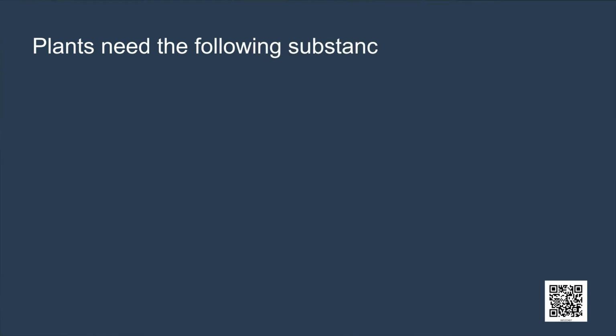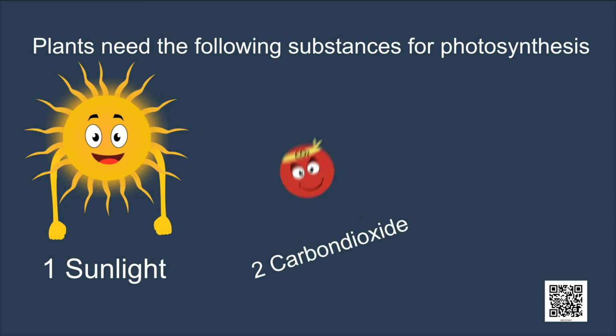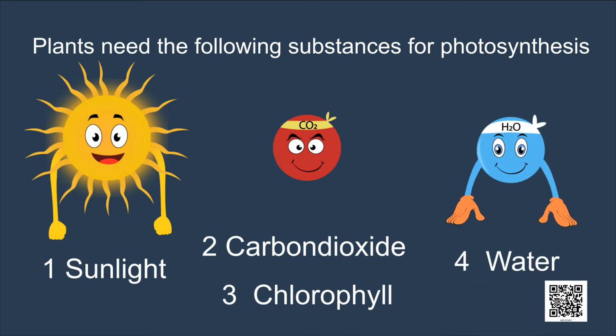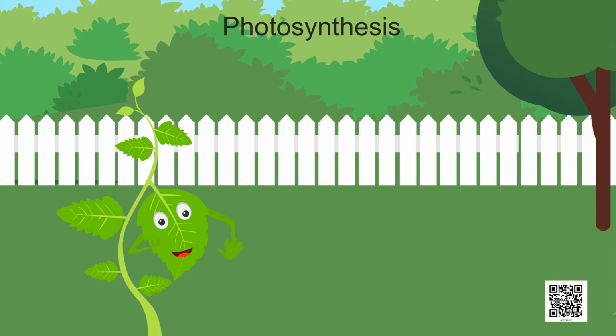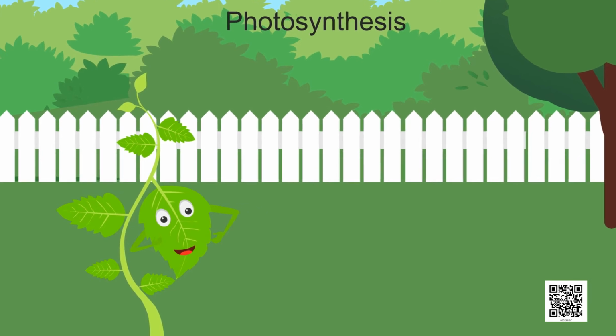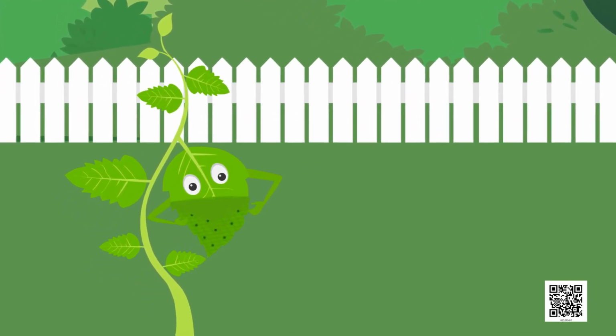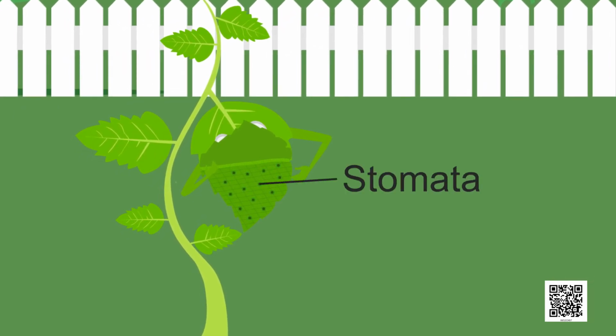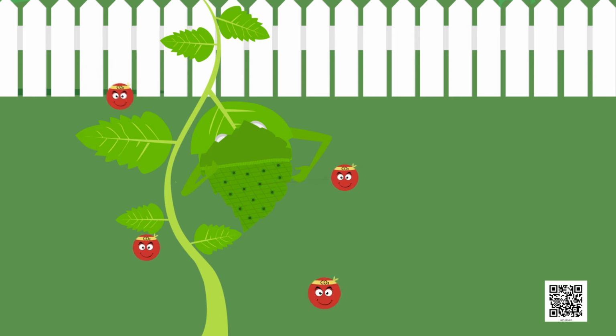Plants need the following substances for photosynthesis: sunlight, carbon dioxide from air, green pigment called chlorophyll, and water from soil. Photosynthesis is carried out by green parts of the plant like leaves or soft stems. Every leaf contains tiny pores which are called stomata or stomatal pores. Leaves absorb carbon dioxide from air through these stomata.